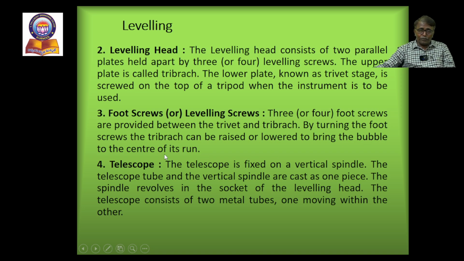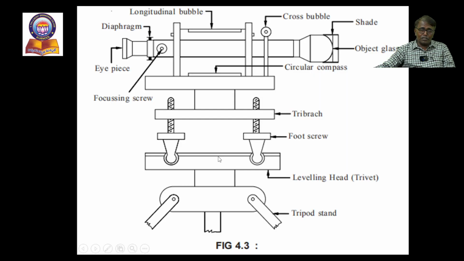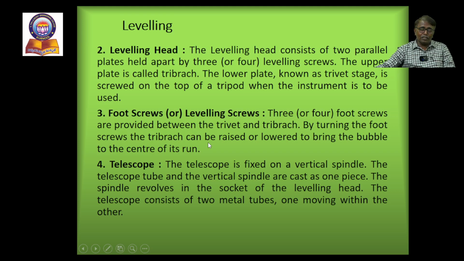By turning the foot screws, the tribrach can be raised or lowered to bring the bubble to the center of its run. That means there is a longitudinal bubble right here. This bubble has to be centered by adjusting these foot screws in such a manner that the bubble stays at the center of its run when you rotate the telescope 360 degrees in the horizontal plane. Like that, you have to adjust the foot screws. Then only the line of sight will become horizontal.